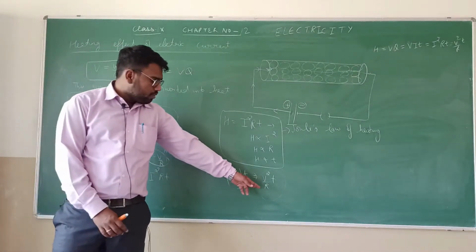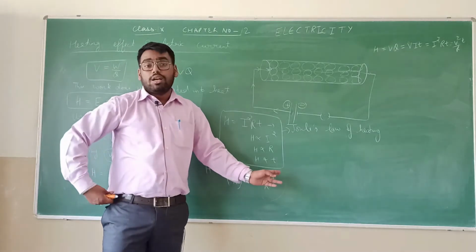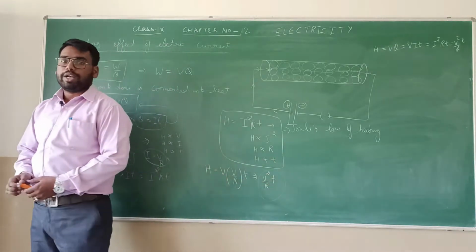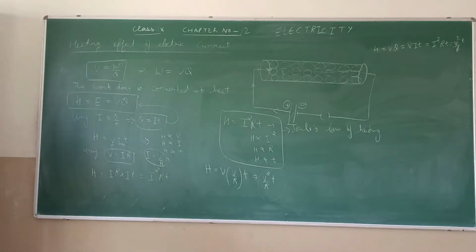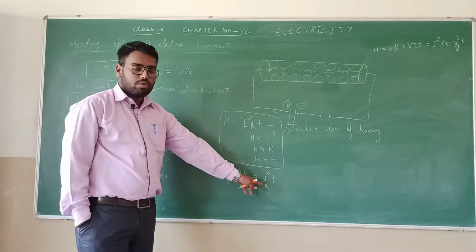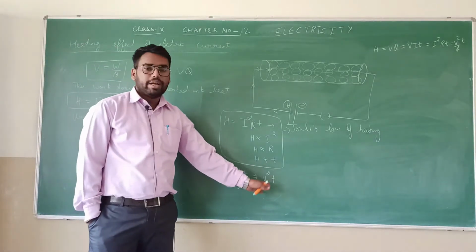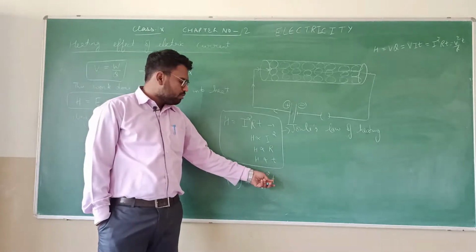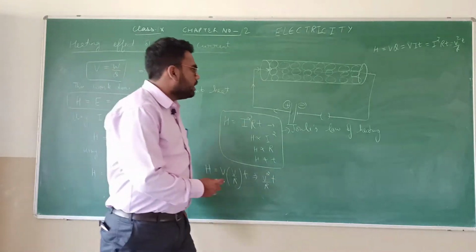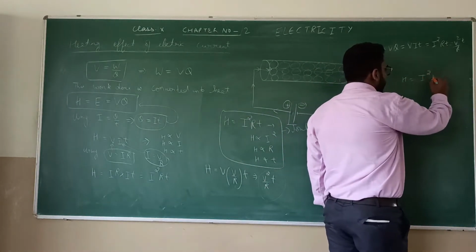We use this formula in most of the cases, since we know that voltage is the property which does not depend on resistance. No matter which type of wire we are using, it is the property of the cell how much potential it is giving. So we use generally this formula. Similarly, resistance is also the property of material, so these are independent quantities, and that's why we use mostly this formula. Okay, generally H is equal to I square RT.